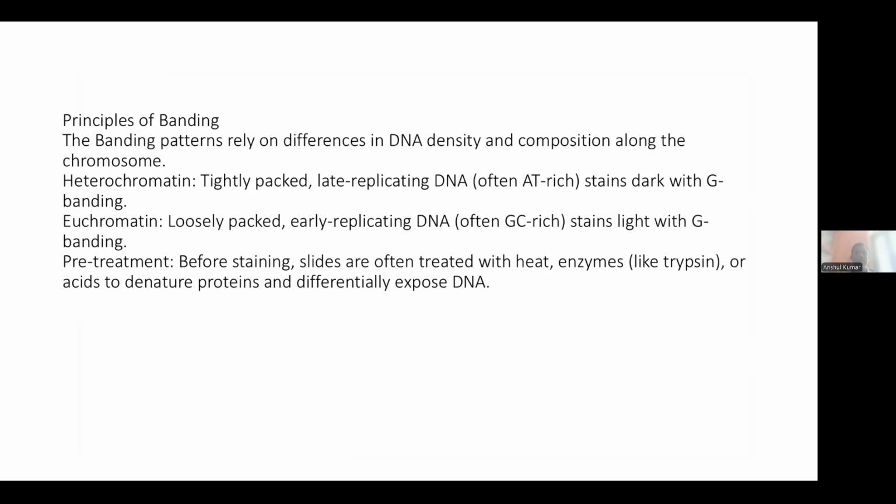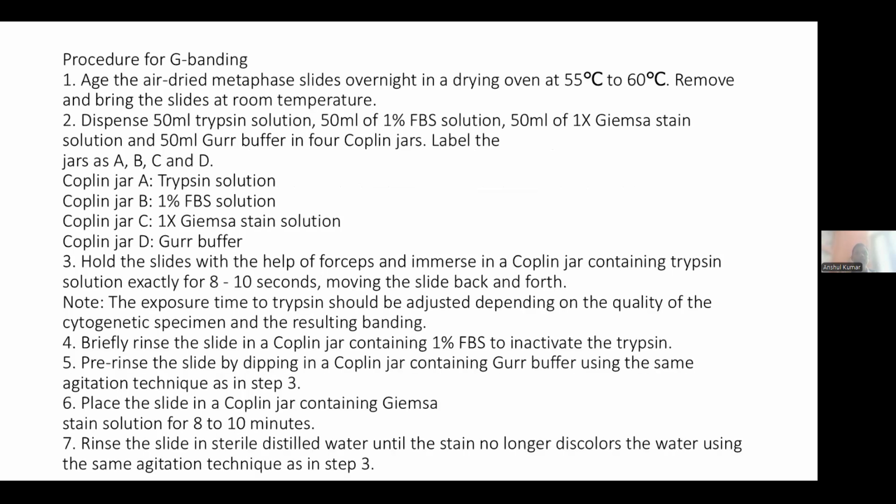Pre-treatment: before staining, slides are often treated with heat, enzymes like trypsin, or acids to denature proteins and differentially expose DNA. So any protein structures present along with the DNA, basically histone proteins and other proteins attached to the DNA, are removed by enzymes like trypsin or acids, which denature them, and that exposes the DNA. So any other materials or substances present on the DNA are first of all removed by pre-treatment. So what is the procedure for G banding?